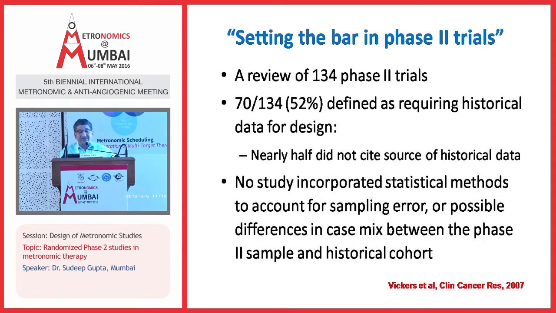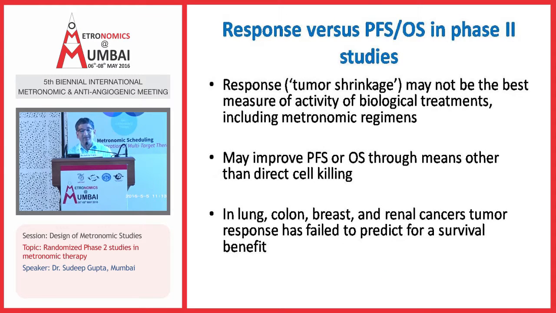So you can see this is a very nice review, 134 phase 2 trials, almost half defined as requiring historical data for design, but many of them did not cite the source of historical data and whether it was relevant to their own patient cohort or not. And no study incorporated methods to account for sampling error and defined whether their patients were akin to the historical cohort that was being studied.